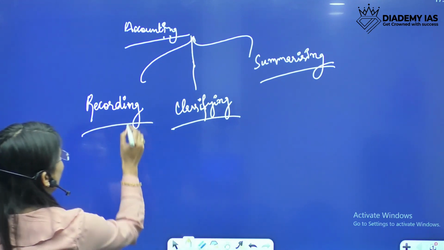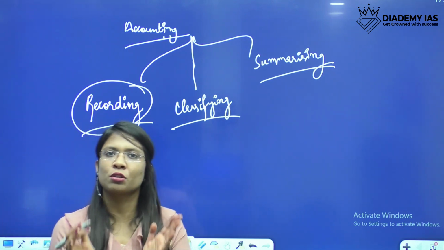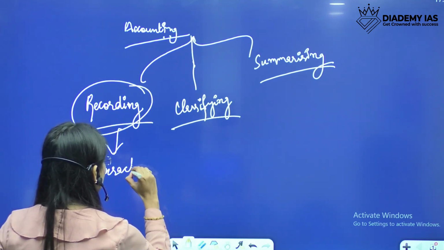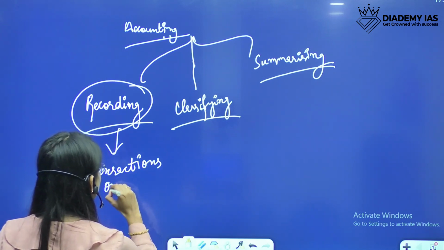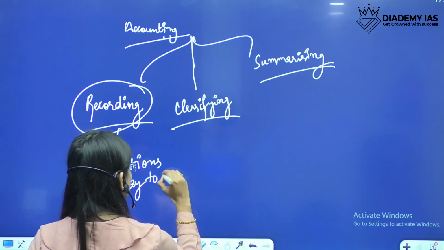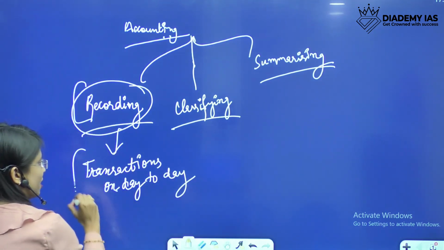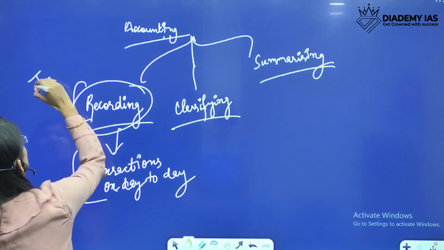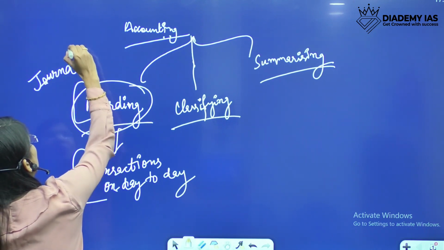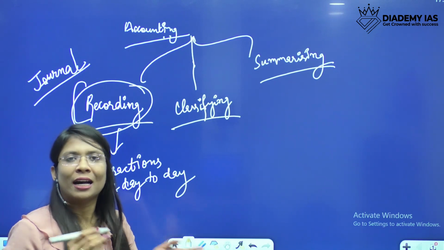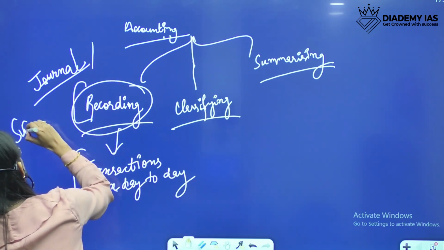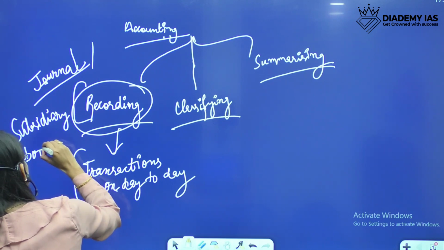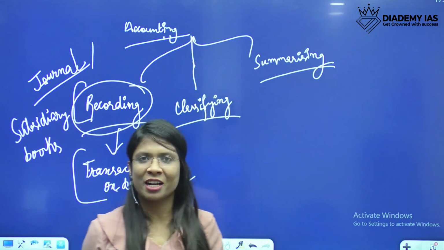To answer your queries, recording would be the first step in the process of accounting, and it is the recording of all the transactions that happen on a day-to-day basis. And where do we record these? We record these transactions in the journal. There is another option other than the journal, which is subsidiary books. These words may sound quite unfamiliar, but don't worry, we'll sort them out and you will be able to understand what they are about.